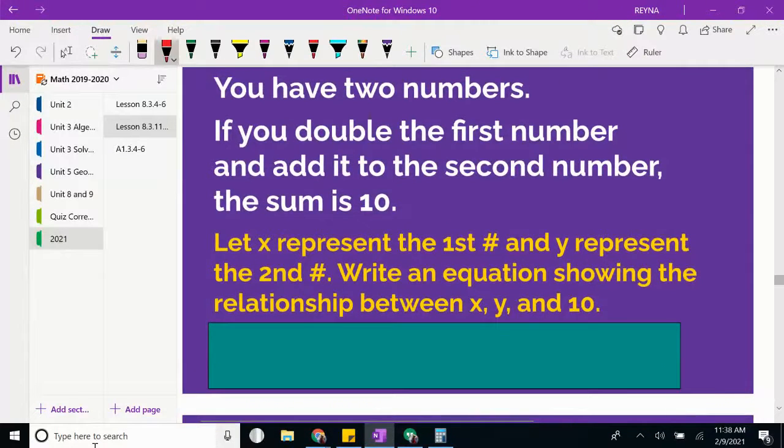Okay, here is a riddle. It says you have 2 numbers. If you double the first number and add it to the second number, the sum is 10. Okay, I'm gonna read that again. If you have 2 numbers, if you double the first number and add it to the second number, the sum is 10. Do you think you can write that as an equation?